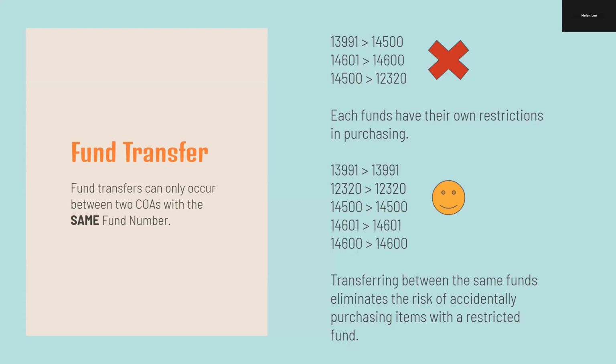So again, just to drive that point home, fund transfers can only occur between two COAs with the same fund number. This is because each fund has its own restrictions in purchasing. So transferring between the same funds eliminates the risk of accidentally purchasing items with a restricted fund.